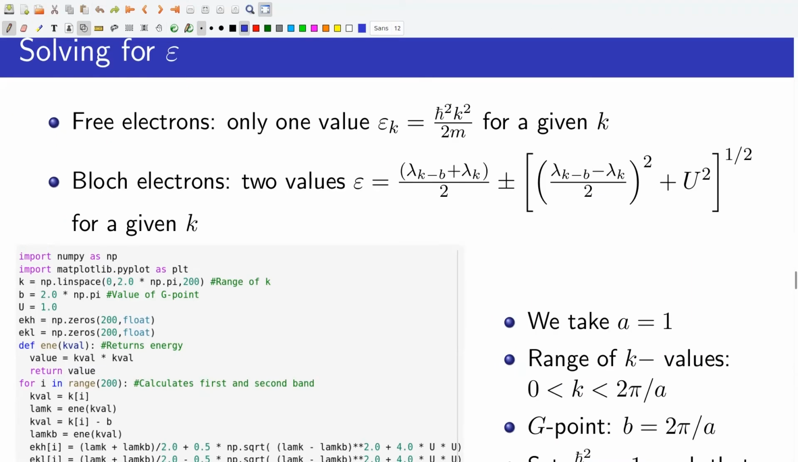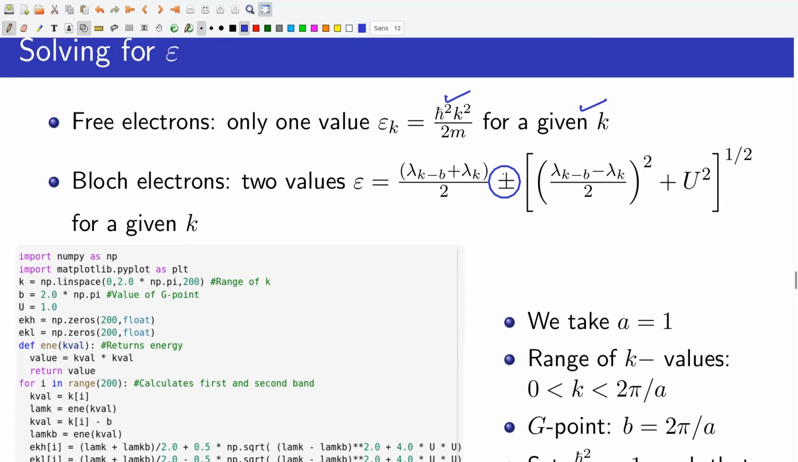In case of free electrons, we have only one value, E of k equals h cross square k square by 2m, for a given k. In case of Bloch electrons, for a given k value, we have two energy values, one for plus and another for minus. Using a code, let us plot the energy values of Bloch electrons as a function of k.